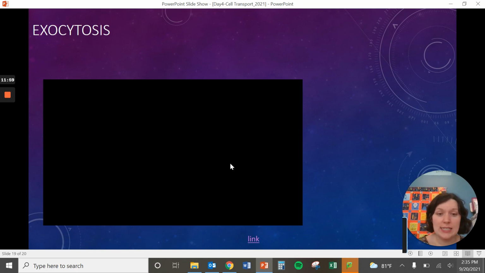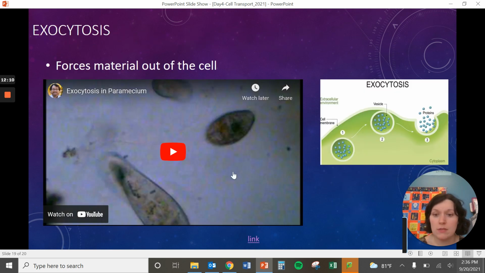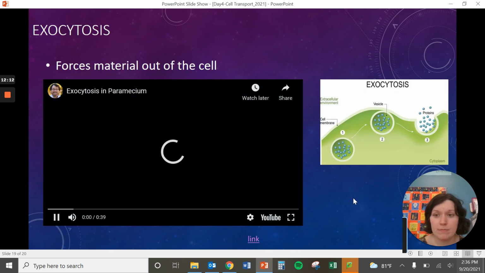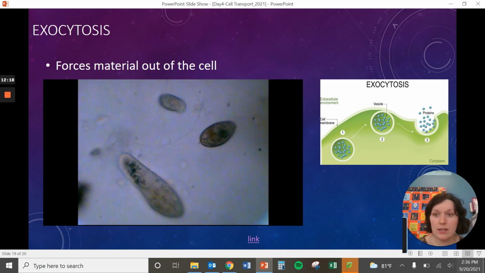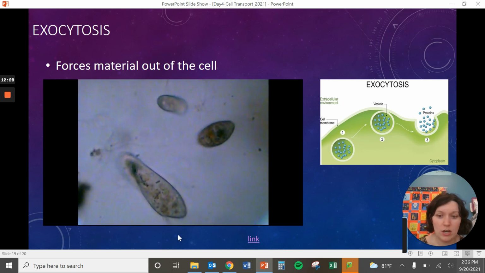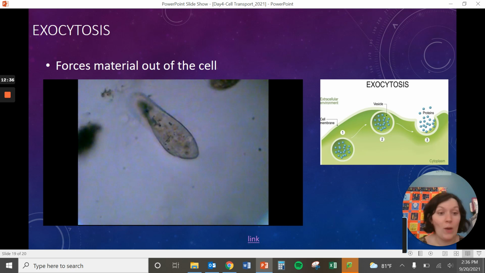Okay, so our exocytosis, I have a video for that also. This again is forcing material out of the cell, exiting. So our exocytosis is happening here in this paramecium. And you can see the contents of the cell leaving in exocytosis. This is how it's removing waste.